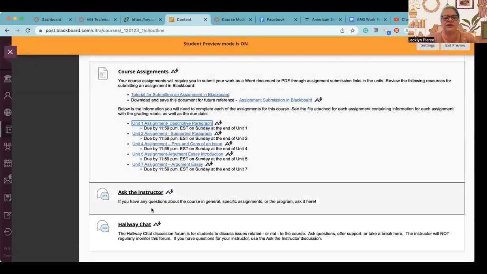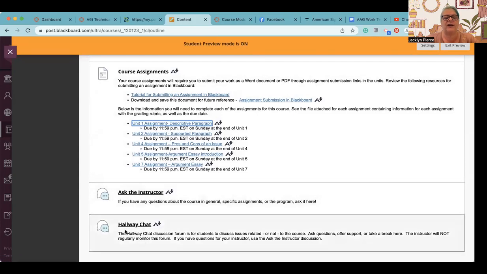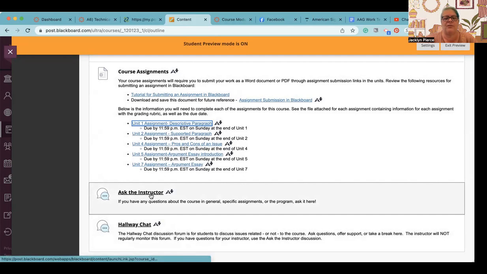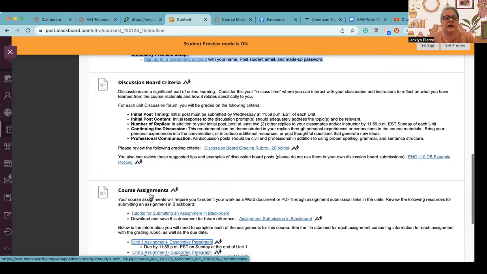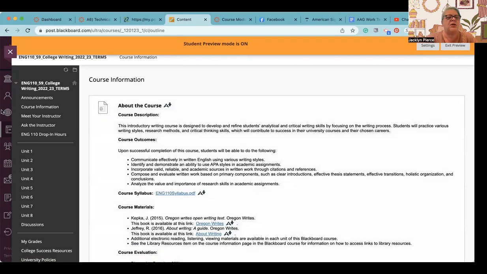There's also an overview and a link to 2 discussion boards. One is the Ask the Instructor discussion board, which you will see in all your post classes, and the other one is called Hallway Chat. I'm going to do them a little bit out of order because Hallway Chat is really just for fun. Or it could be used between students, like if you wanted to see if anybody wants to form a study group or whatever. It is not a graded discussion, and I don't really look at it unless you ask me to. But the Ask the Instructor, of course, is where you ask questions about me. Now, you have access to this not only in the course information, but 2 more slides down, there it is again.